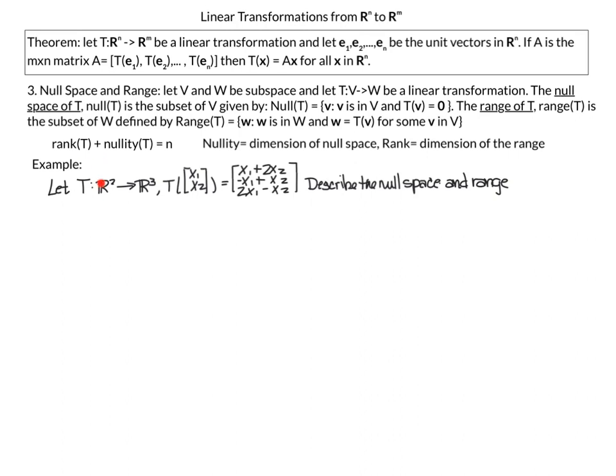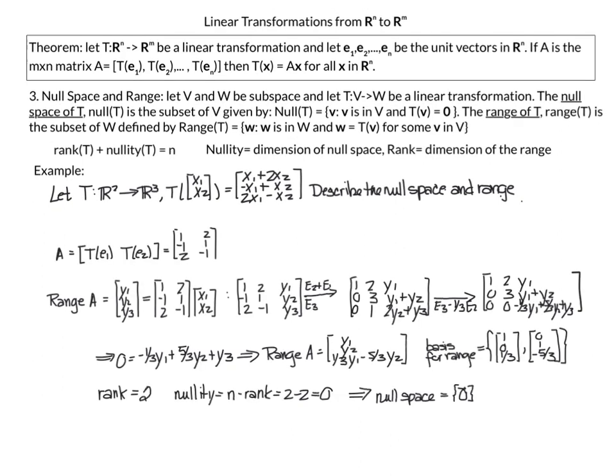For my next example, I'm going to have my transform from R2 to R3 defined as x1, x2 gets mapped to x1 plus 2x2, minus x1 plus x2, 2x1 minus x2. We're going to describe the null space and the range. Again, I want to represent my transform by a matrix, so by my theorem, I need to see how this transform behaves on a basis, and I'm going to use my standard basis.